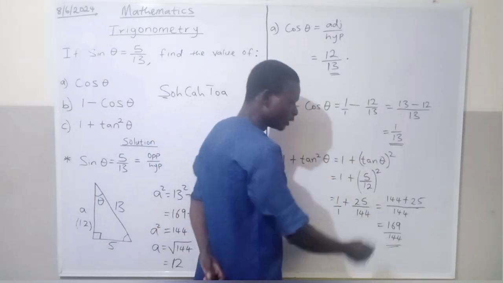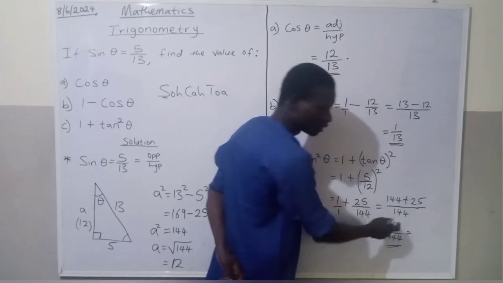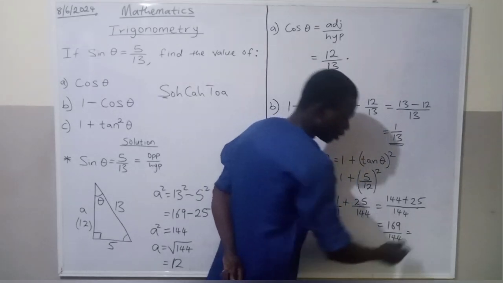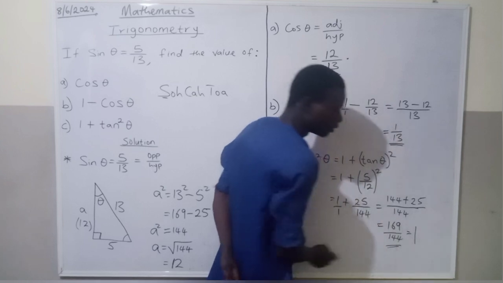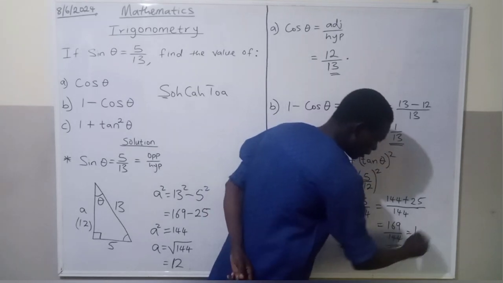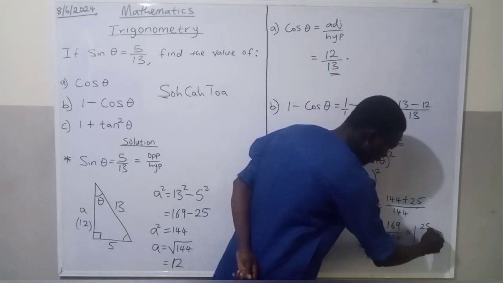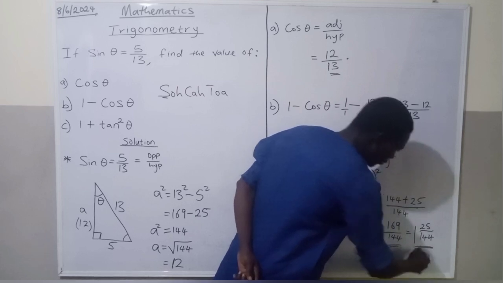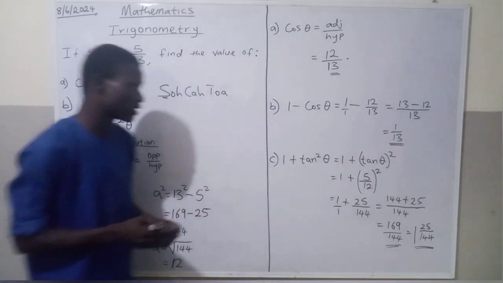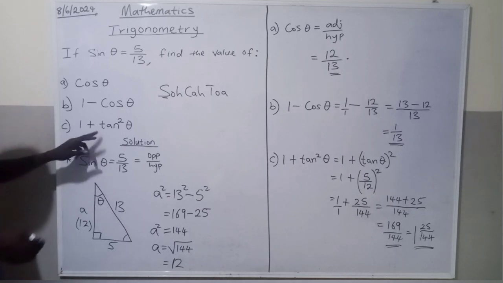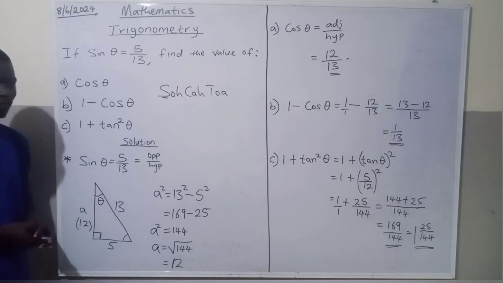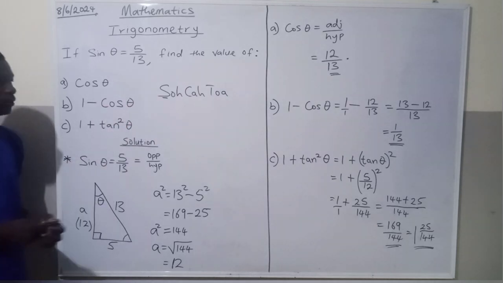But if we want to convert this to a mixed fraction instead of leaving it as it is, we see how many times 144 can go into 169. That's only once. It's going to leave a remainder of 25, so one whole number, 25 over 144. So either of these two solutions is accepted for 1 plus tan squared theta. So that is that for the question.